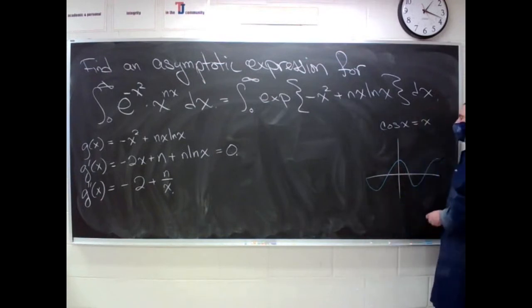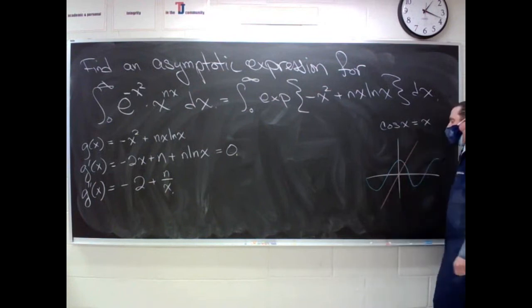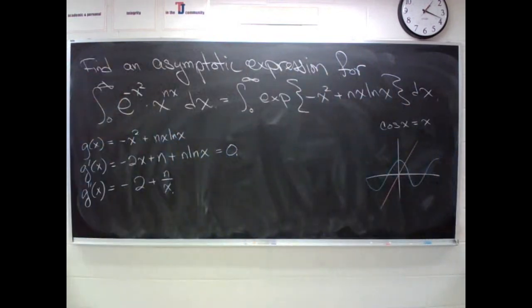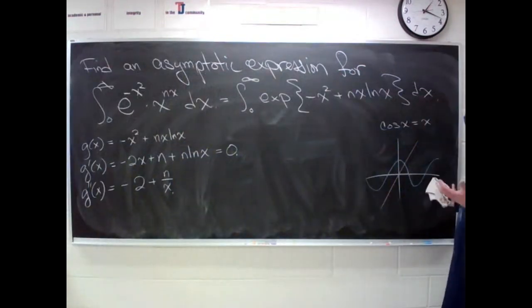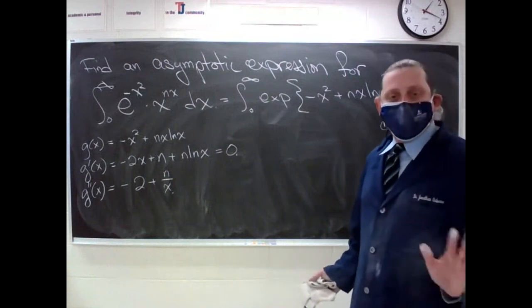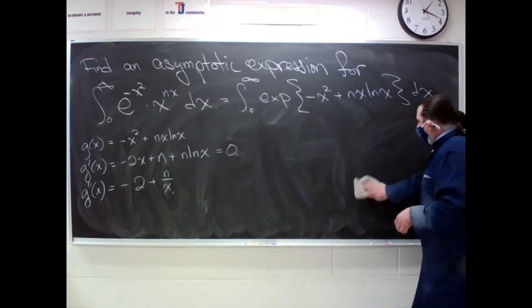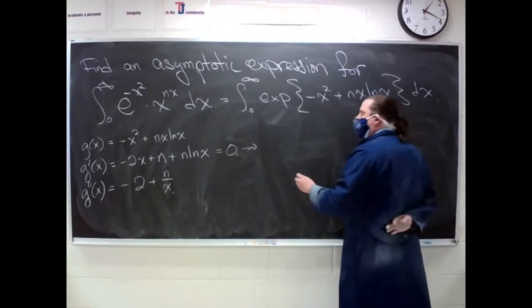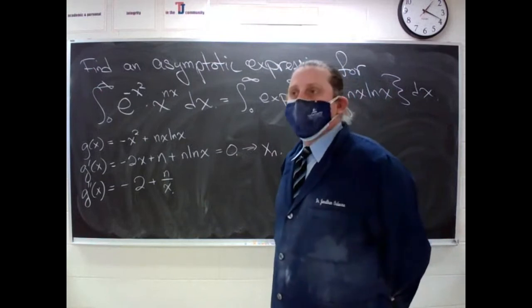I cannot solve this equation algebraically for x, even though one look at a graph indicates that there is a perfectly well-defined value of x that satisfies this equation. I just can't write it algebraically. But that's fine. We're doing numerical analysis anyway. All right? So we're just going to solve it numerically. Suppose that the value of x that satisfies this equation is xn. It depends on n.